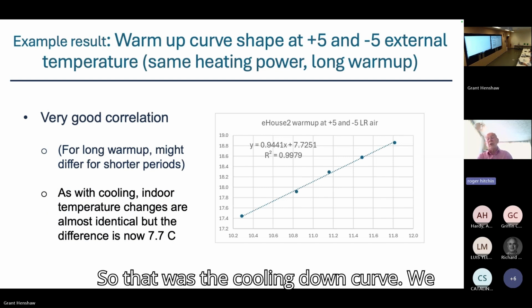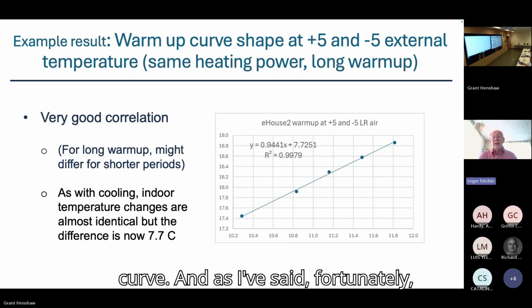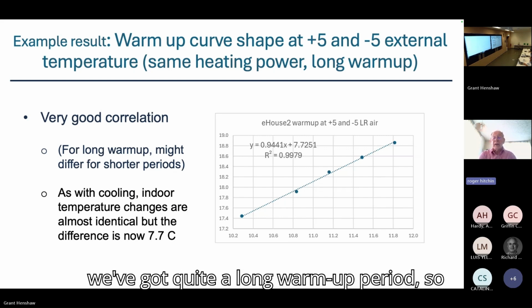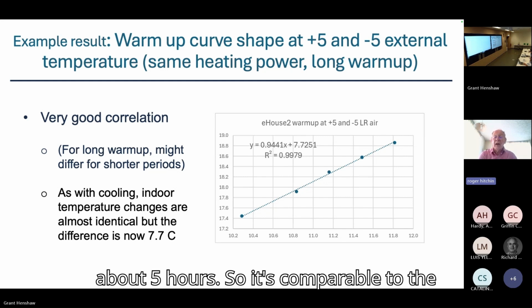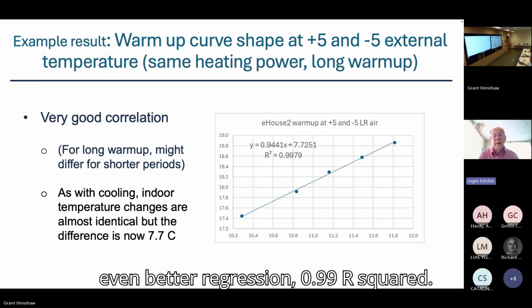So that was the cooling down curve. We can do the same thing for the warm-up curve, and as I've said, fortunately we've got quite a long warm-up period, so we can have hourly measurements over about 5 hours. So it's comparable to the cooling curves. And here you've got an even better regression, 0.99 R squared.